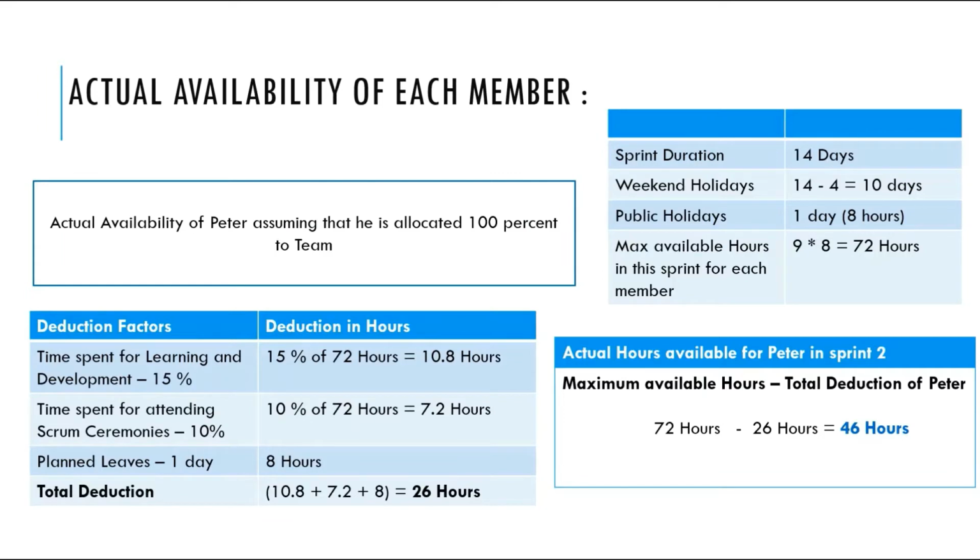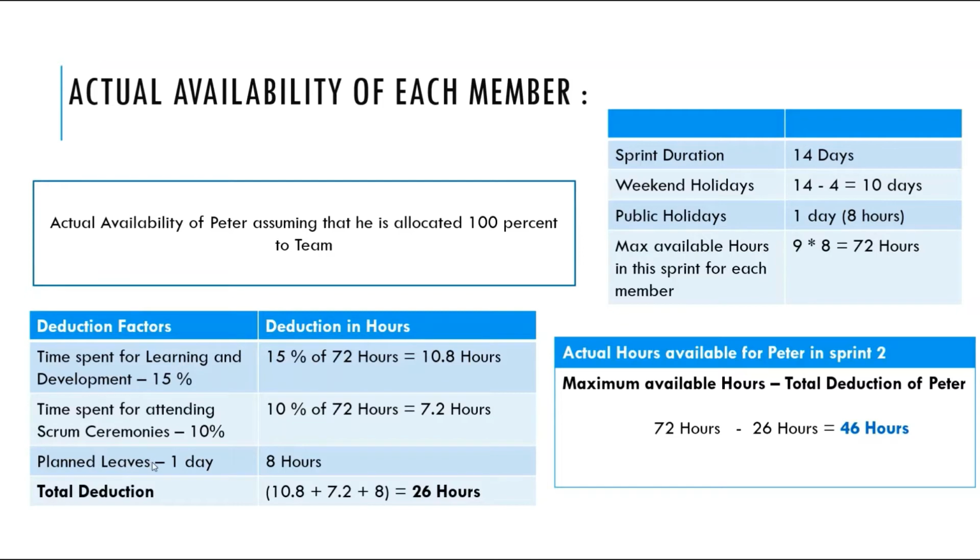As calculated, the maximum available hours in this sprint for each member is 72 hours. Now, let us calculate the actual availability of Peter, assuming that he is allocated 100% to the team. As you can see, time spent for learning and development by Peter is 15%. So 15% of 72 hours will be 10.8 hours. And time spent for attending Scrum ceremonies would be 10%. So 10% of 72 hours will be 7.2 hours.